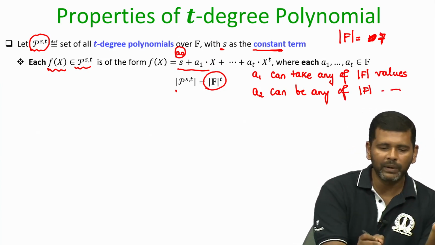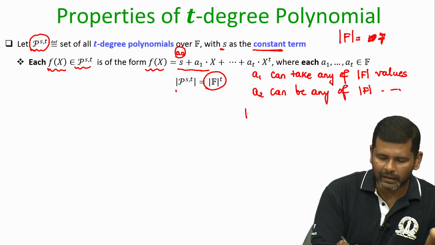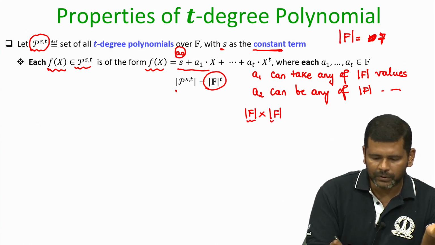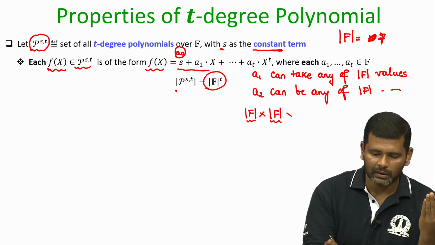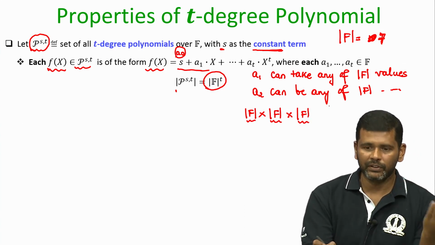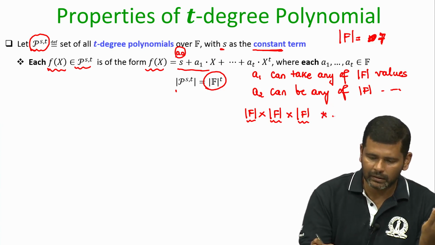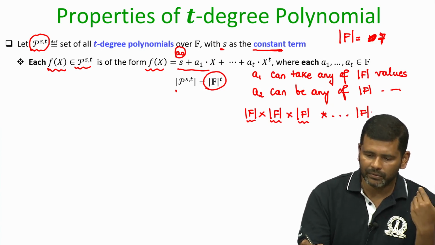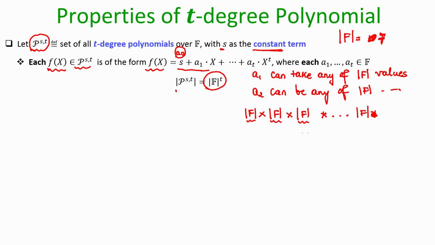So, how many possible polynomials can I have? I have these many options for the first coefficient, these many options for the coefficient of x square, these many options for the coefficient of x cube, and like that, these many options for the coefficient of x power t. So, this is basically the number of elements in the field raised to the power t. These many possible polynomials you can have.